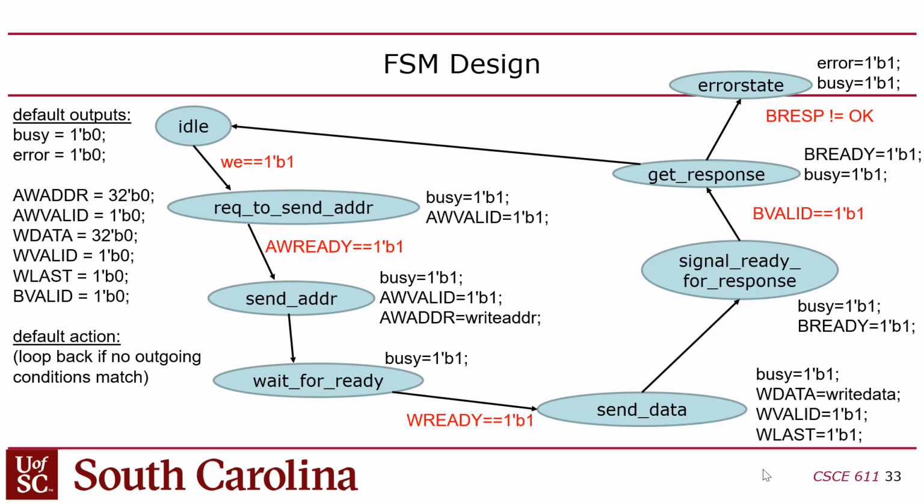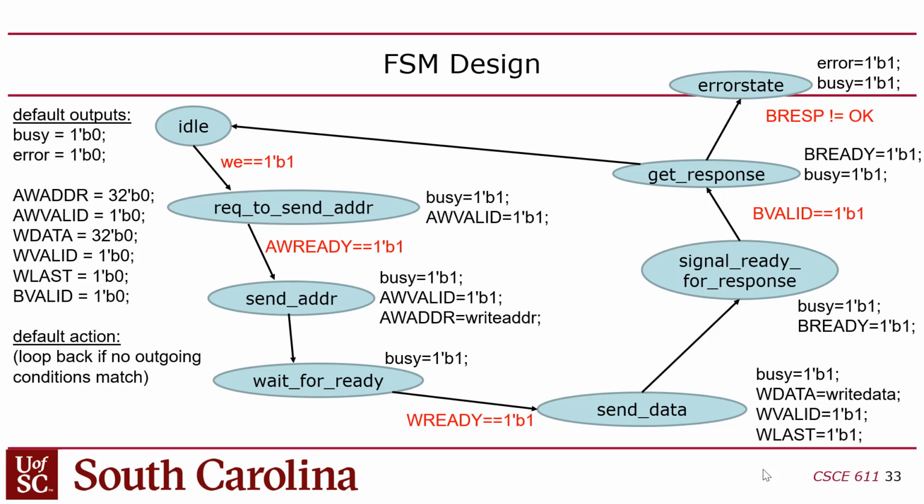at which point we send the data. To send the data, we put the data out, we put the W write valid and write last, because we're only going to send 1 word, not a burst. And then we stay there for one cycle, so we have an unconditional transition out of there. And then we wait for the B ready. I'm sorry, we set B ready, and we wait for B valid. Sorry, this is the response. And then we get the response.